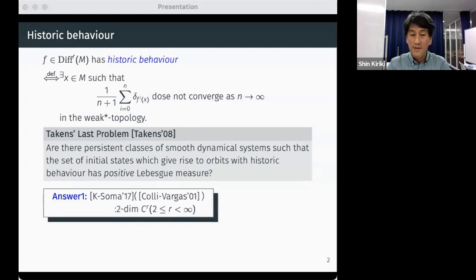In fact, we show that any C2 Newhouse open set of two-dimensional diffeomorphisms has a dense subset, any diffeomorphism in which has a historic wandering domain. Here, the wandering domain is open, and hence it has positive Lebesgue measure. Hence, it is a positive answer to Takens' last problem. Note that this discussion can be applied to the class at least C2, but not to C1 and also not to C infinity or C omega classes.